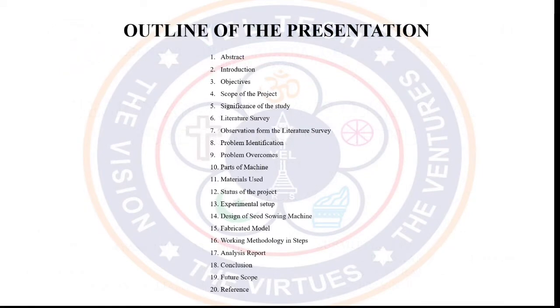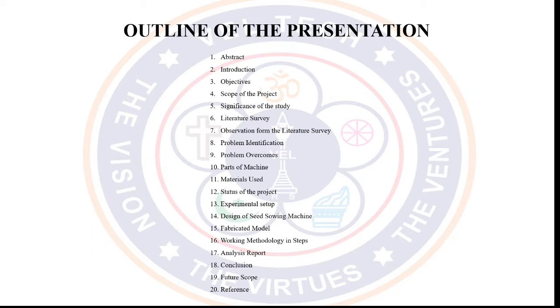Outline of the presentation. 1. Abstract. 2. Introduction. 3. Objectives. 4. Scope of the project. 5. Significance of the study. 6. Literature survey. 7. Observation from the literature survey. 8. Problem identification. 9. Problem overcomes.